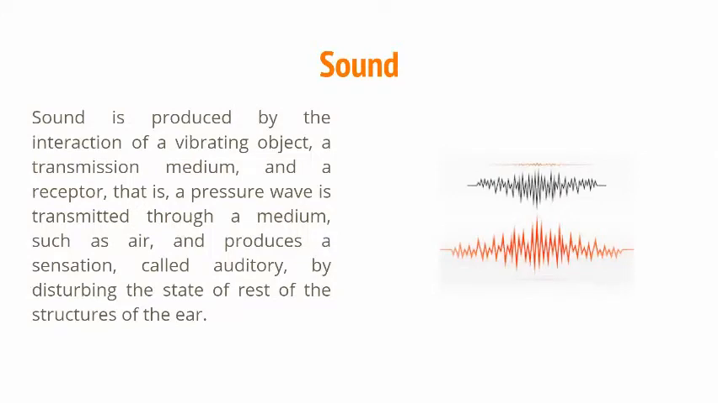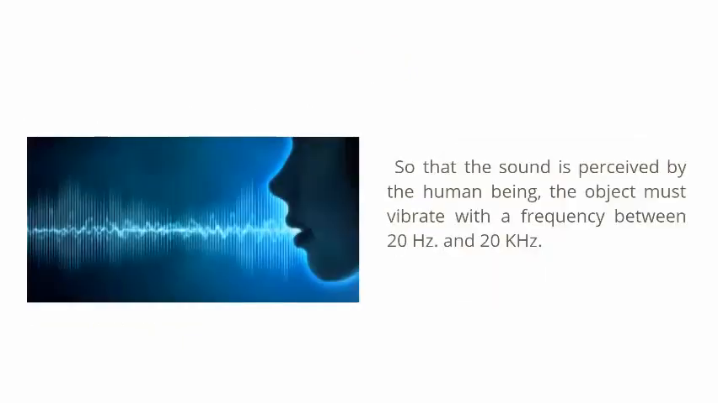Now we will talk about sound, its characteristics, and something about the human voice. It's known that sound is produced by the interaction of a vibrating object, a transmission medium, and a receptor. That is, a pressure wave is transmitted through a medium such as air and produces a sensation called auditory by disturbing the state of rest of the structures of the ear.